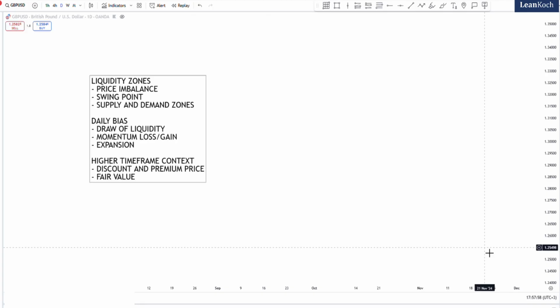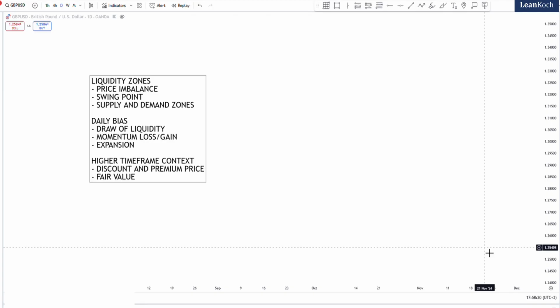The other thing is we're going to look at how to establish a daily bias, how to develop higher time frame context. Without context, you're likely to come up with trade ideas that are not aligned to the higher time frame, and those are not high probability setups. So let's start with liquidity zones.